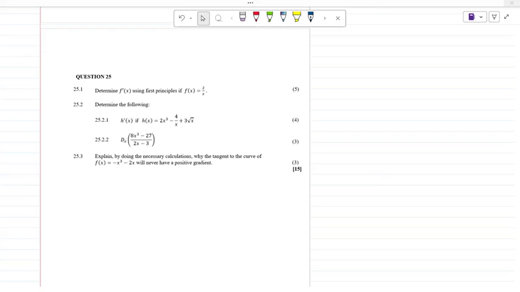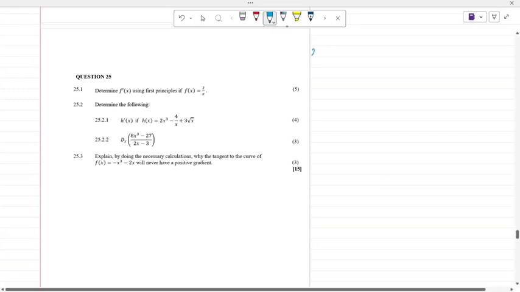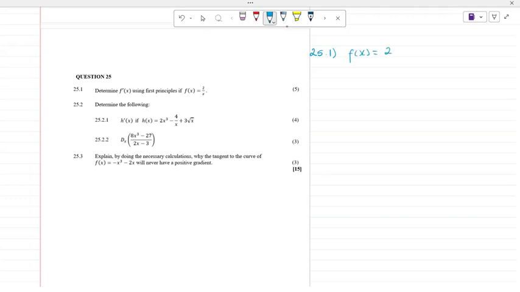This is how we go about answering the question. Okay, question 25.1. So we are given f of x is equal to 2 over x.